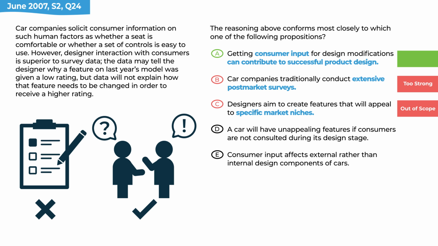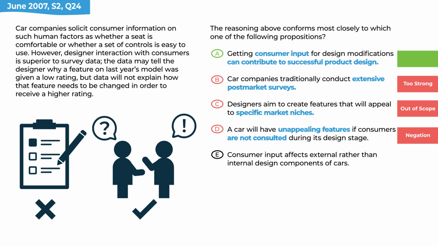This seems connected to the reasoning. Unappealing features if consumers are not consulted. The reasoning seems to be suggesting that if consumers are consulted, that will improve the quality of the design. So answer choice D looks like it's presenting a negation of the relationship within the argument. It's not that they will have unappealing features if consumers are not consulted, but that if consumers are consulted, it will have fewer unappealing features. So answer choice D is a negation.